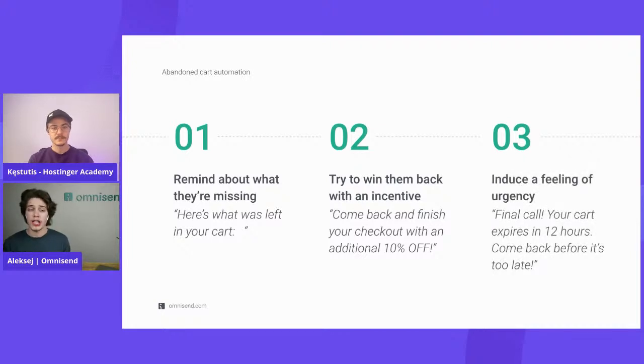And then number three, a very powerful technique for email marketing in general, but especially for the abandoned cart automation, is you want to induce a feeling of urgency. Tell people this is the final call to get back and complete your order. It expires in 12 hours. And if you don't do this, the discount is going to be lost. The products are going to be lost. They might be limited stock and they might all sell out, and you're never going to be able to get them back again and buy these and get the benefit of having those products.